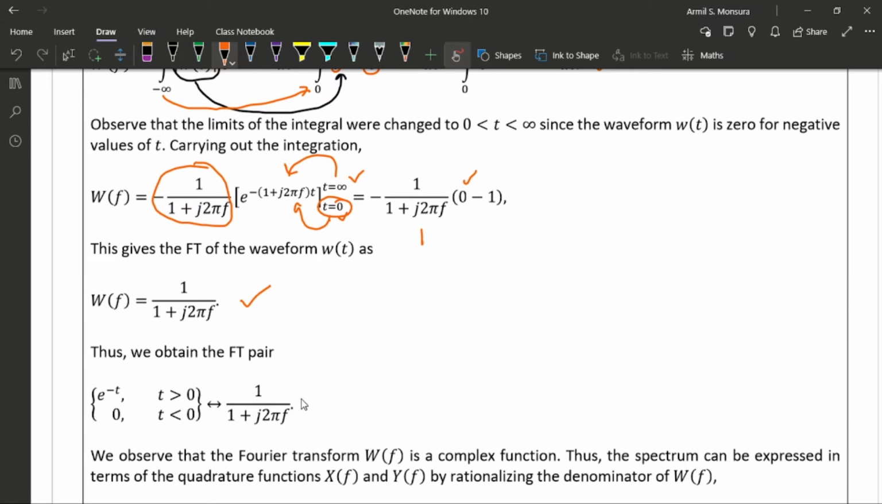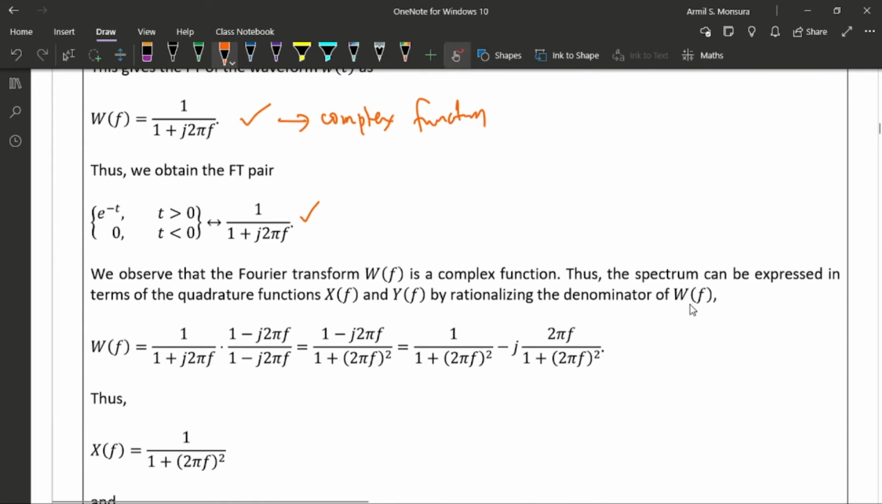We observe that your Fourier transform W(f) is a complex function. If that is a complex function, we can express it in terms of quadrature functions X(f) and Y(f), its real and imaginary components. If we rationalize the spectrum, which means you multiply the numerator and the denominator with the conjugate of the denominator so that you can rationalize the denominator, it results in this expression, which now gives you this.